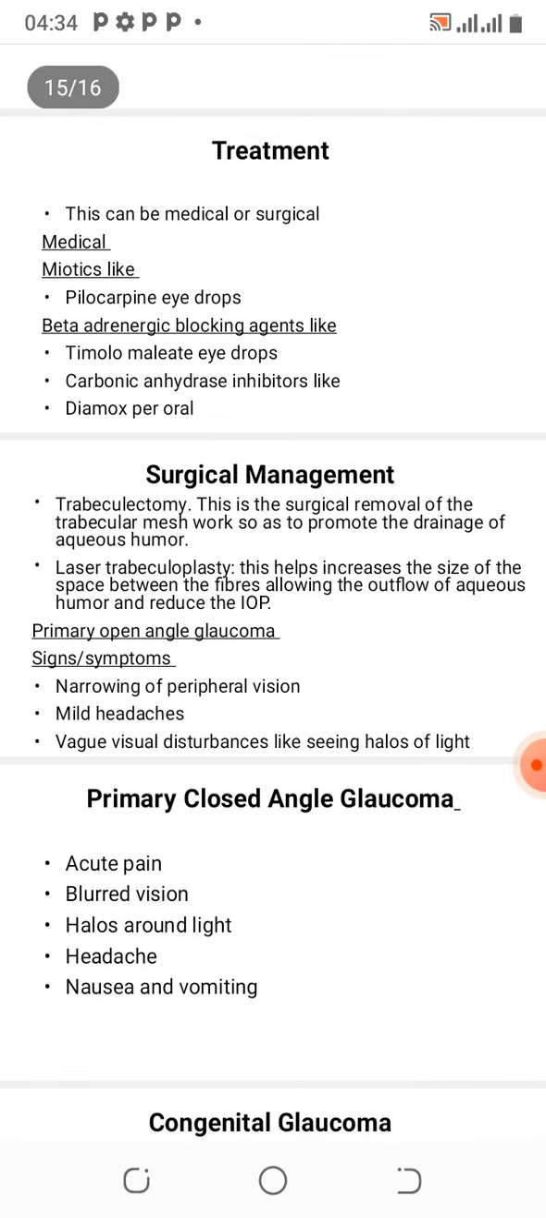Surgical treatment: a trabeculectomy can be done. This is the surgical removal of the trabecular meshwork so as to promote drainage of aqueous humor. Then a laser trabeculoplasty can also be done. This helps increase the size of the space between the fibers, allowing the outflow of aqueous humor and reducing the intraocular pressure.